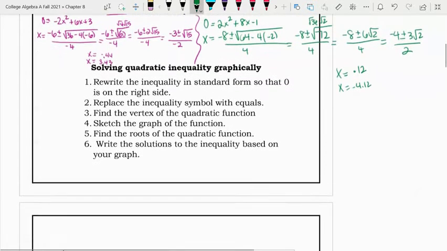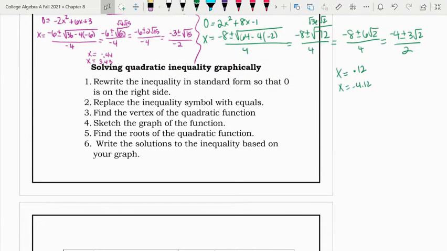All right. Steps 1 through 6, when you're solving graphically: set it equal to 0. Replace the inequality symbol with equals. Find the vertex. Sketch the graph. Find the roots. And then write the solution to the inequality based on your graph.